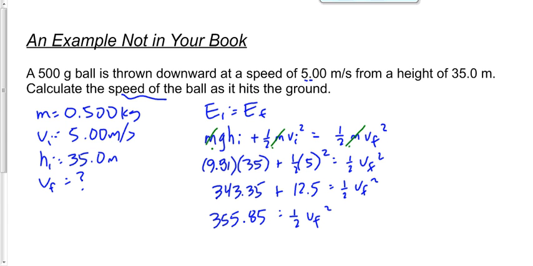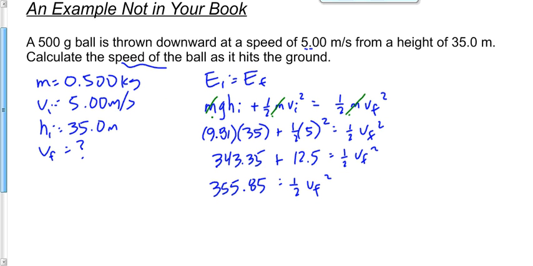You've got a couple of options here. We've got to get rid of the half. We can either divide by 1/2, or what's another thing that we can do to get rid of the 1/2? Divide by 1/2 or times it by 2. Doesn't really matter which one you do. Whichever you do, you're going to end up with 711.7, I think, equals VF squared.